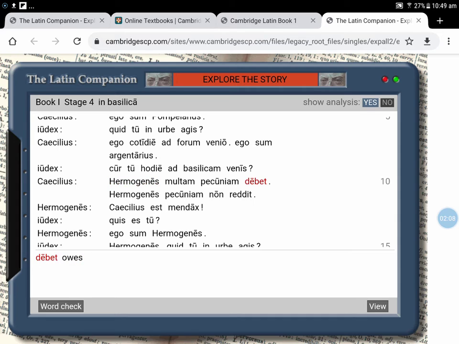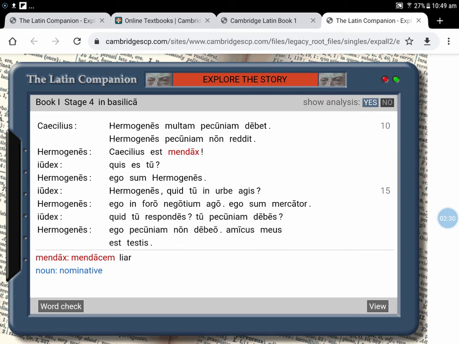Hermogenes debet. A debt is something you owe. It's from the Latin word debet. So Hermogenes debet multam pecuniam. Hermogenes non reddit pecuniam. Hermogenes bursts out, shouting in court, Caecilius est mendax. The judge is startled and says, quis es tu?